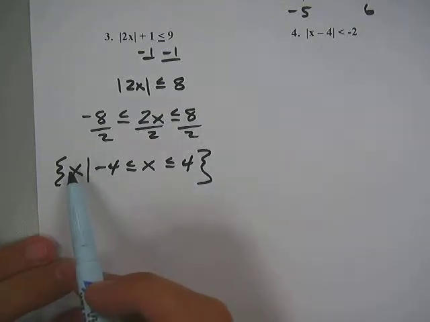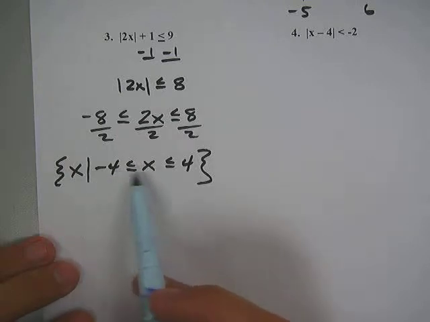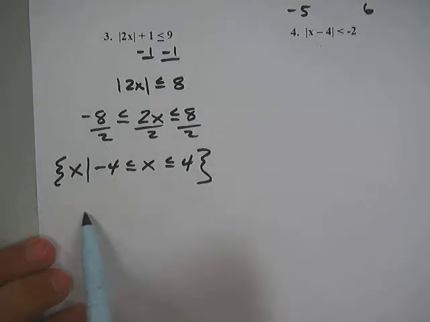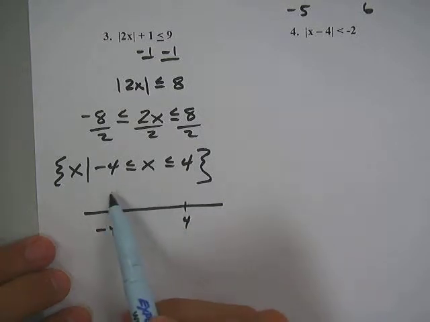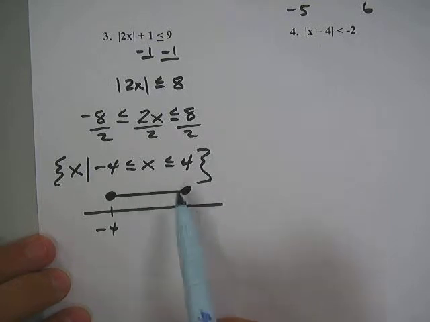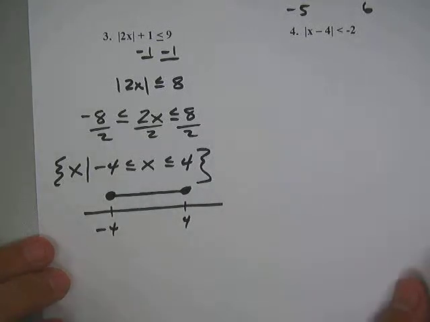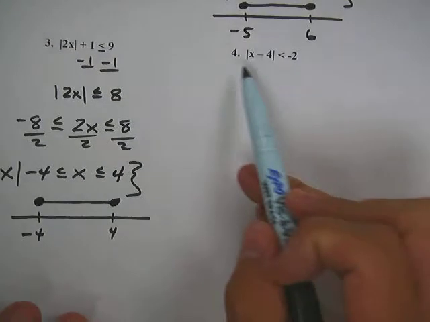If I were to put in solution sets, I would just include that. So remember, this means all values of x, or all real numbers x, such that x is greater than or equal to -4 and less than or equal to 4. We're going to do a number line. -4, here's 4. It's greater than or equal to and less than or equal to, so again, solid dots. And there you go.